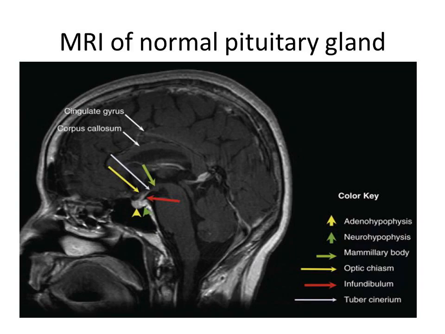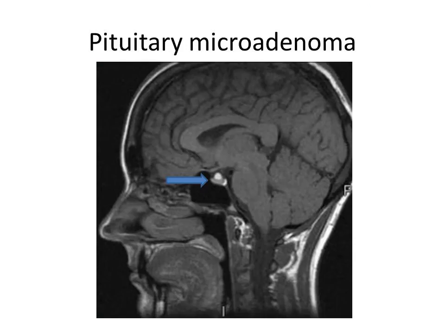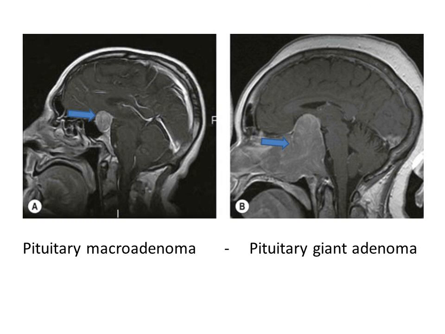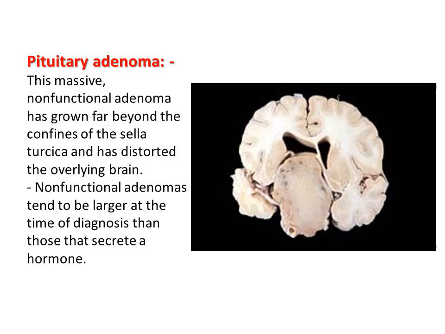MRI of normal pituitary gland. Pituitary microadenoma. Pituitary macroadenoma, pituitary giant adenoma. Pituitary adenoma. This massive, non-functional adenoma has grown far beyond the confines of the sella and has distorted the overlying brain. Non-functional adenomas tend to be larger at the time of diagnosis than those that secrete a hormone.